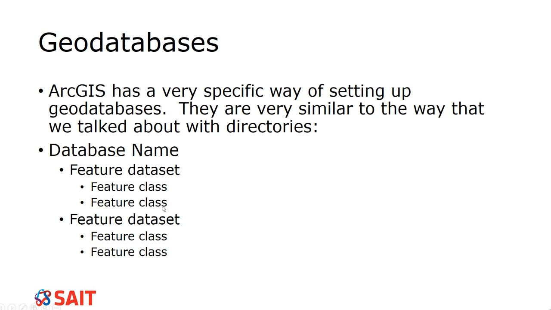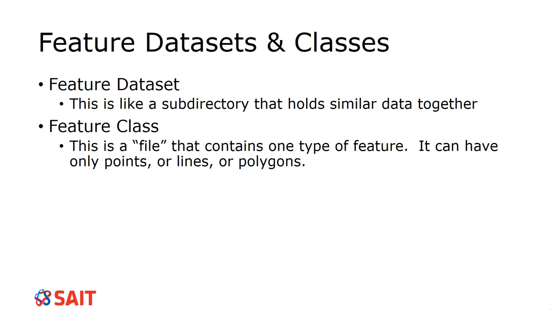Each feature class, a key thing with feature classes, is that they are only of one type. So they can only be a point or line or area. So the feature datasets and classes here, just going back to what I was just saying. A feature dataset is like a subdirectory that holds similar data together, so it's all related. And the feature class is a file that contains one type of feature, so it can have only points or only lines or only polygons. It can't have anything different. You can't have a building and a road in the same thing because those are two different things.